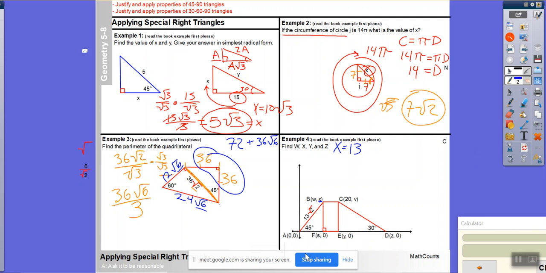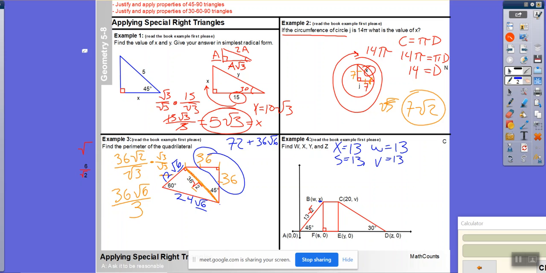All right. So what is the value of S? 13. S is also 13 because it's an isosceles triangle. What about W? It's also 13 because it's an isosceles right triangle. What about V? Wait, we don't have to find V. But V would also be 13.